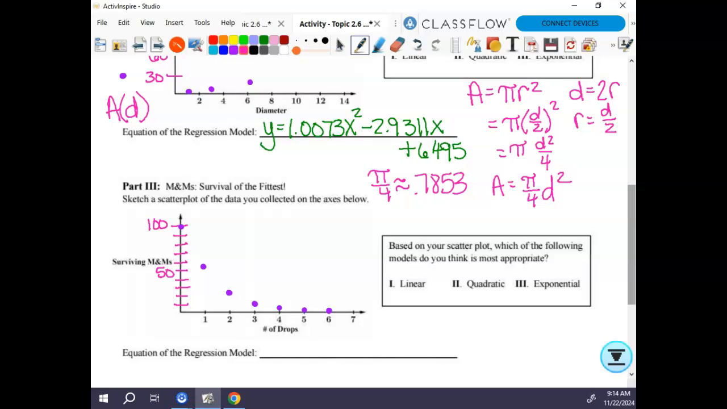Okay, it's about 0.7853. Now, how does that work with this? Well, again, we shouldn't have any vertical shifts here. Your y-intercept should be at 0, 0, because if I have a 0 diameter, I have a 0 area. Would we agree with that?